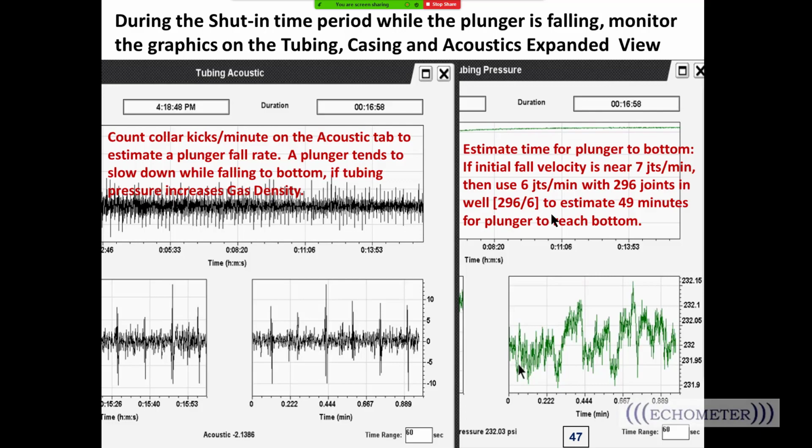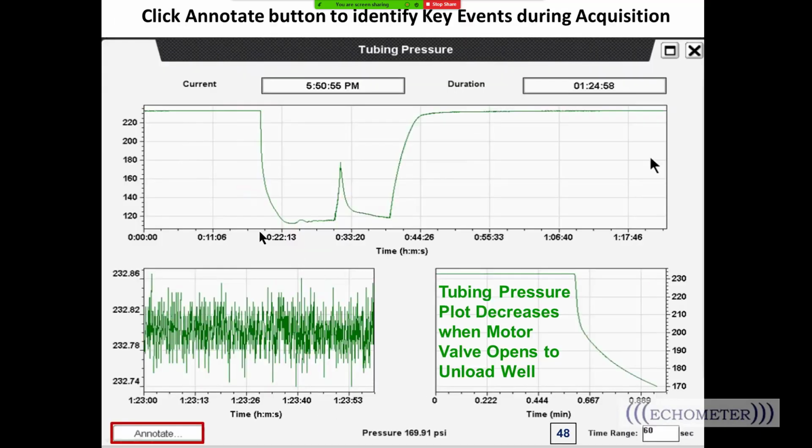The plunger typically slows down as it gets deeper in the well. Here's the tubing pressure signal for the entire time period that we collected data. Here is the pressure drop right there when we open the motor valve.